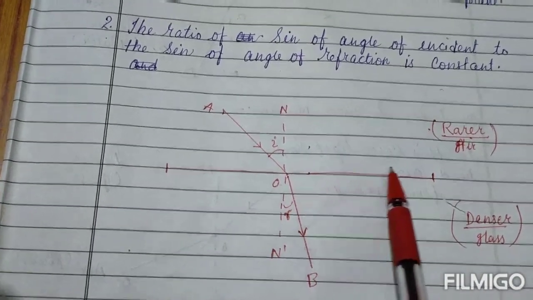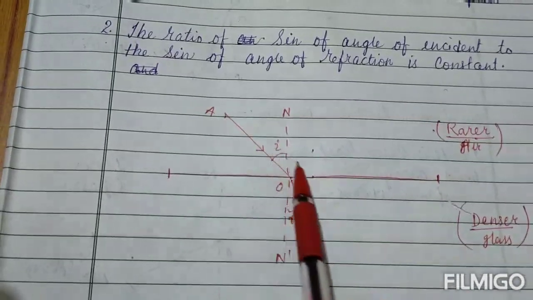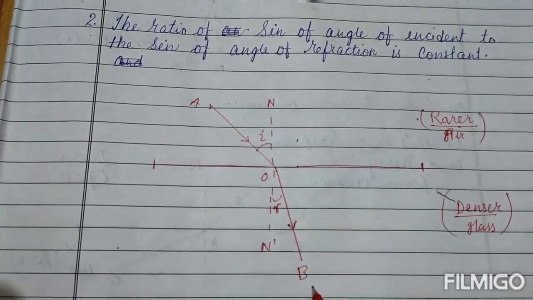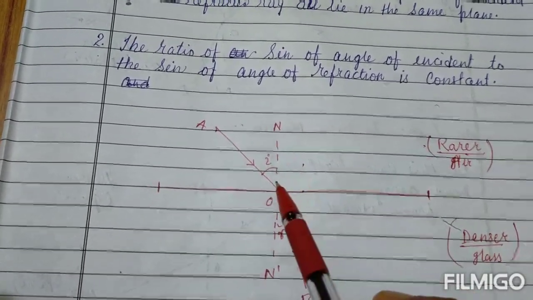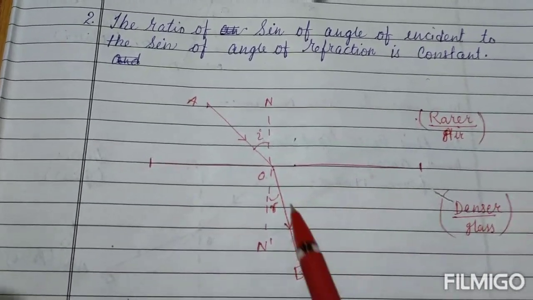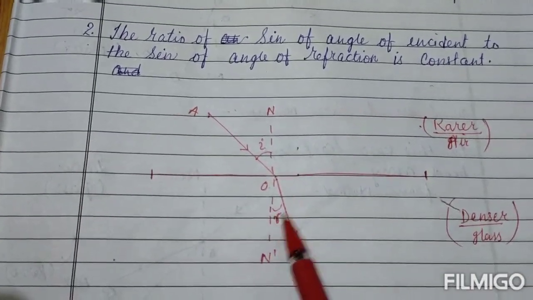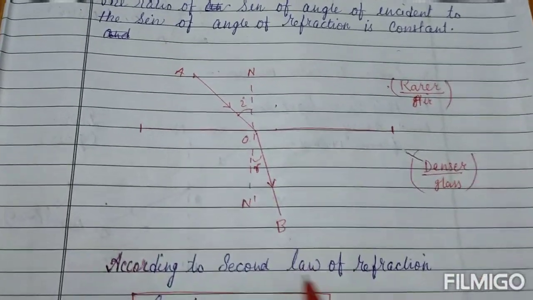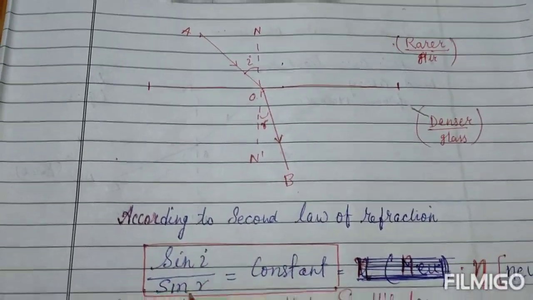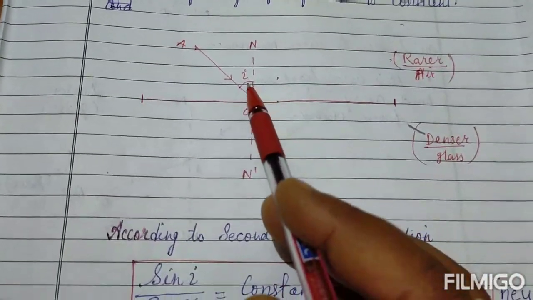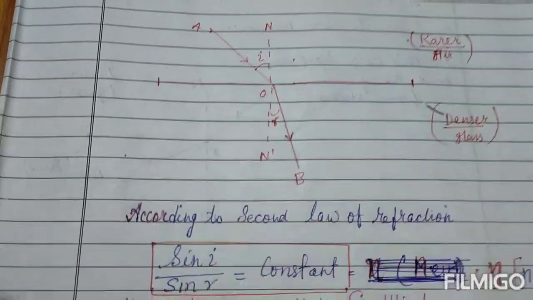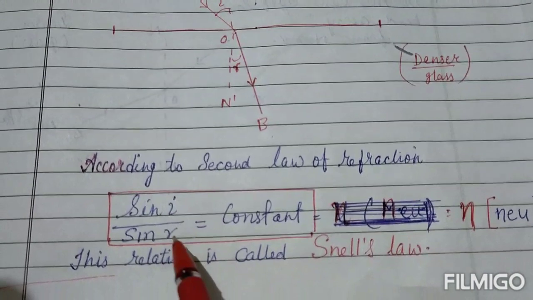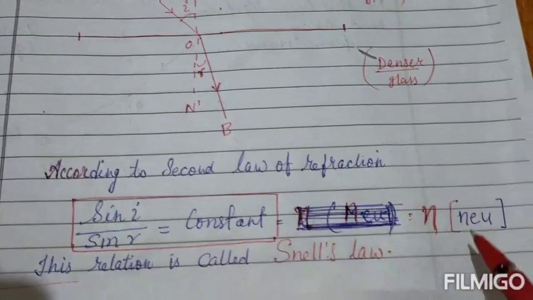this is the interface separating two media. AO is the incident ray, OB is the refracted ray, ON is the normal, AON is the angle of incidence, and BON dash is the angle of refraction. Now, according to the second law of refraction, sin i by sin r, means sine of angle of incidence to sine of angle of refraction, is a constant, also called nu.